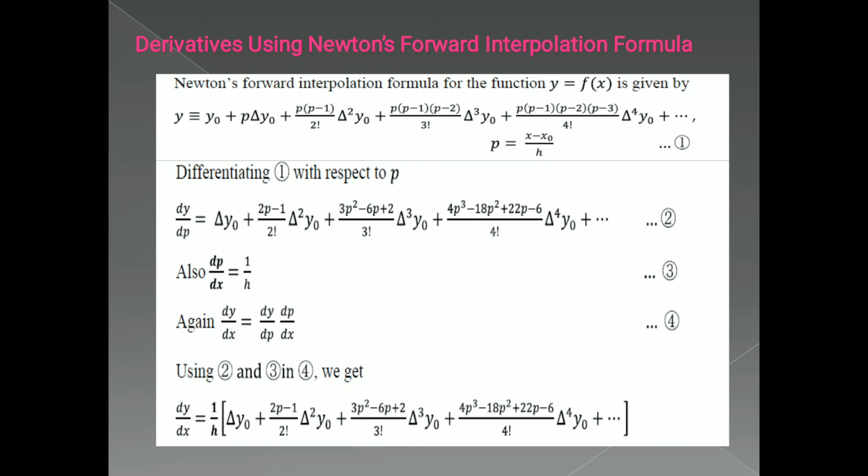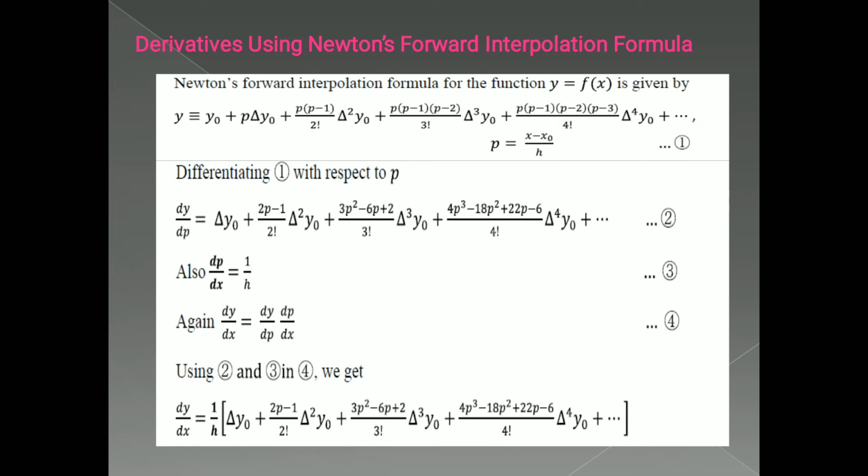Here we have to take the derivative with respect to p. So the derivative of p with respect to p is 1. So there remains only the second term, which is constant, that is delta y0, plus the derivative of the third term, that is p(p minus 1) upon 2 factorial delta square y0, with respect to p. We get (2p minus 1) upon 2 factorial delta square y0, plus similarly we can take the derivatives of the third term, fourth term and so on.